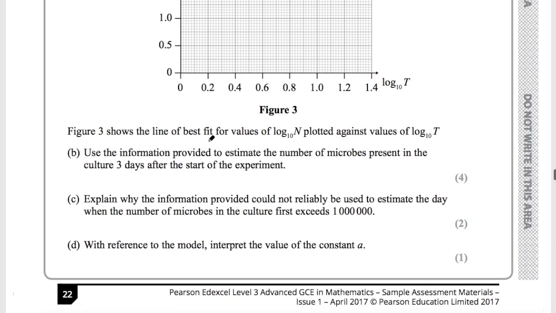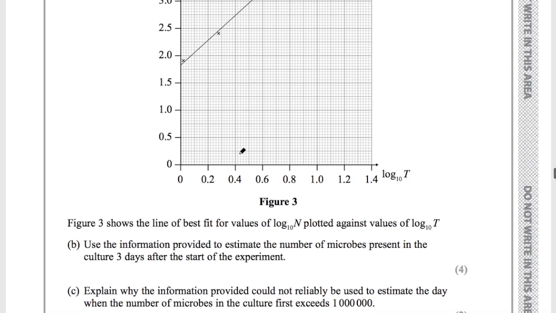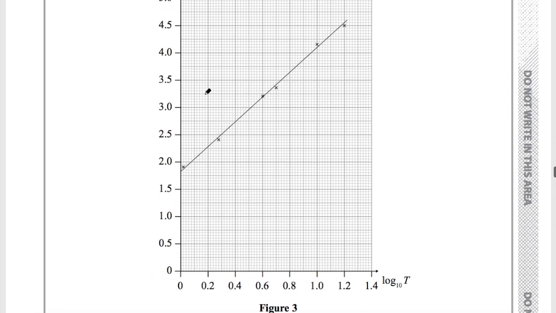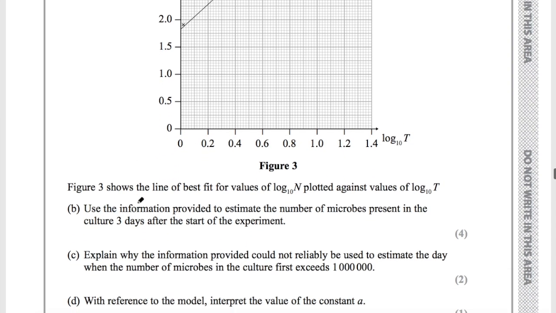So this will be, remember, t was the number of days. So we could let t equal 3, then take the log of 3 to find the value on the x-axis, and then that would give us the corresponding log of the number of microbes, and then we'd have to work with that number to find n. So let's start with that.